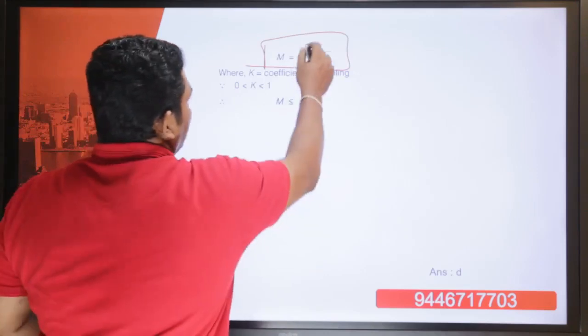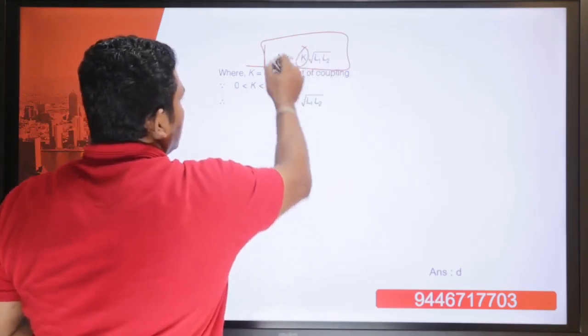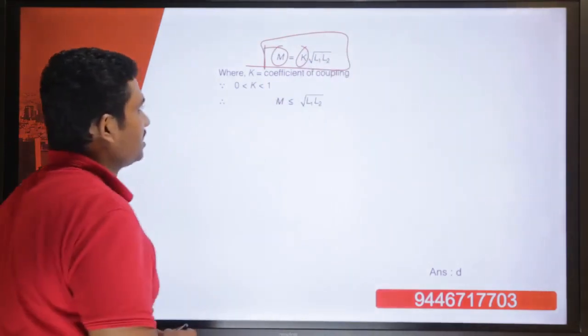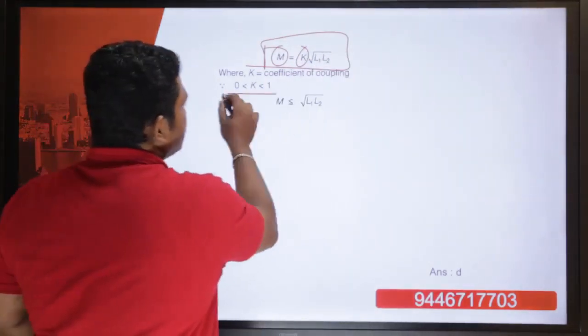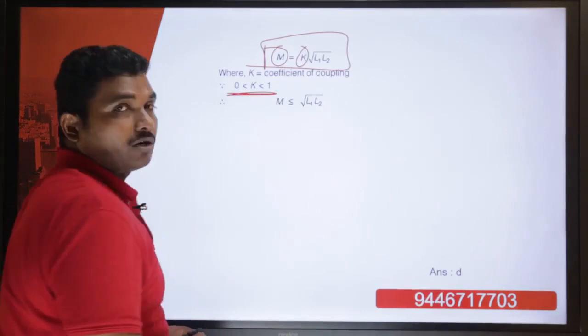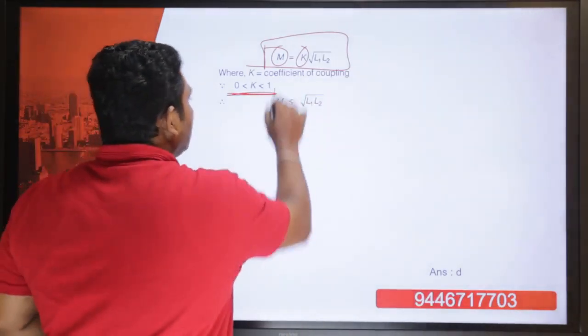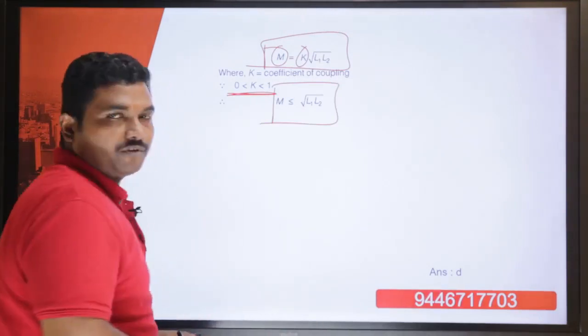What is K? K is the coefficient of coupling. What is M? M is the mutual inductance. What is L? L is the self inductance. So K normally varies from 0 to 1, isn't it? So that means M is equal to root L1 L2 if K is equal to 1.